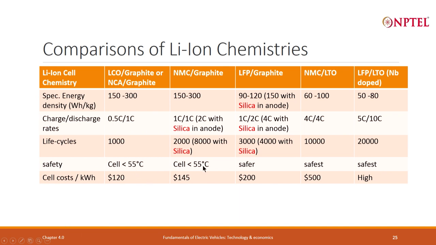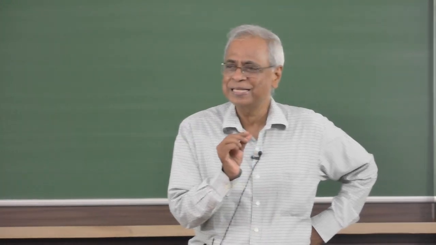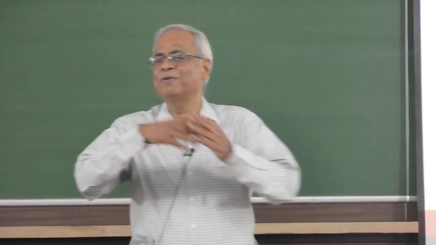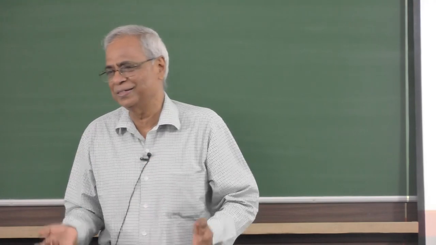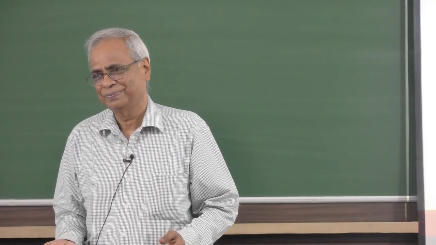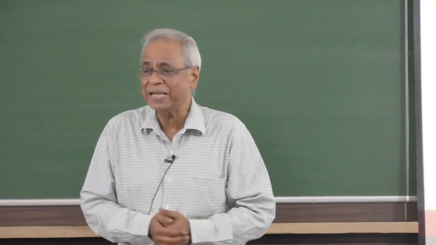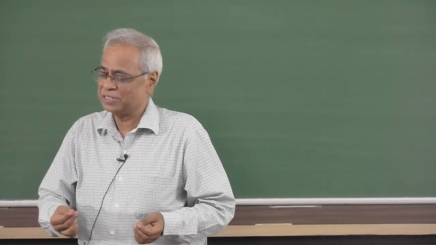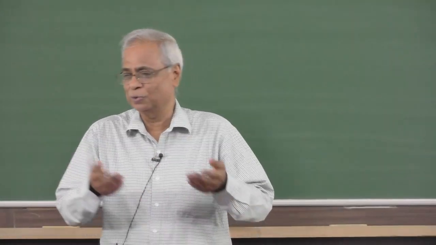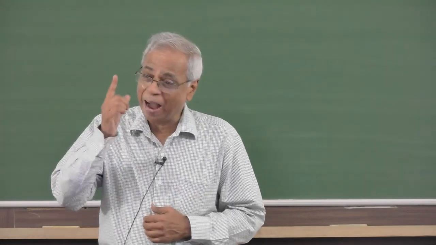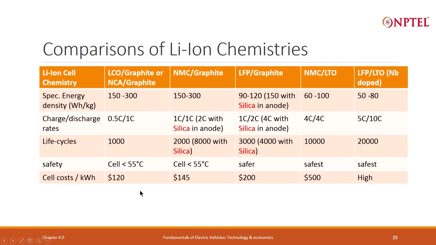Cell temperature has to be 55 degrees centigrade. LFP is safer. Now, you must understand why it is safer. It has less energy density, and anything with less energy density will be safer than anything with higher energy density. So, you have to actually make use of higher energy density, because it will cost less, weigh less, and you can make it safe. Cell cost, of course, you are seeing $100 already on this.